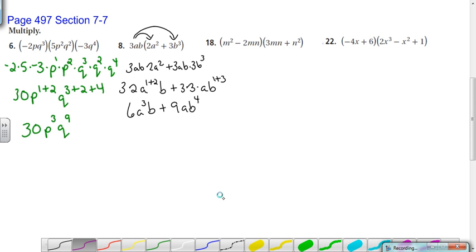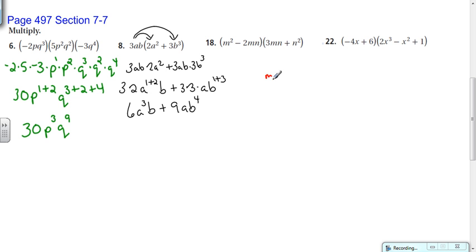Okay, for number 18, I could choose to FOIL. I'm going to do the box on this one just to be different. So I'm going to have m squared and a negative 2mn. And that's going to be multiplied by 3mn times n squared.